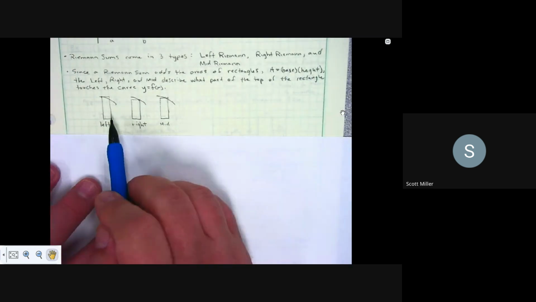So for example, I'm going to draw little rectangles in here, a bunch of them. And if it's a left Riemann sum, the left side of the rectangle is going to touch the curve.